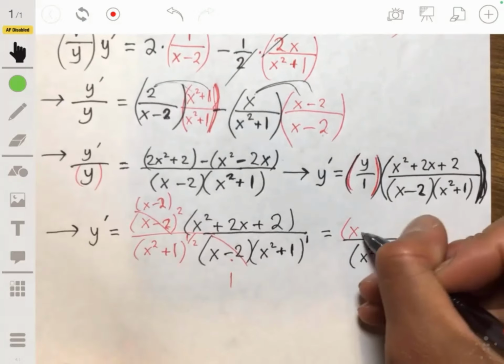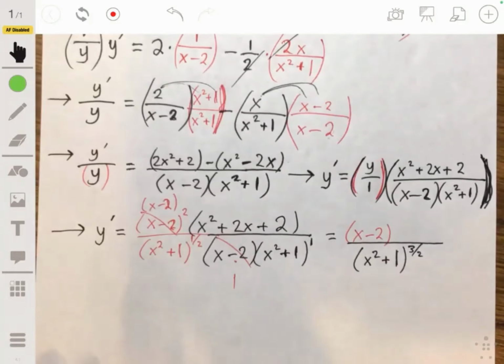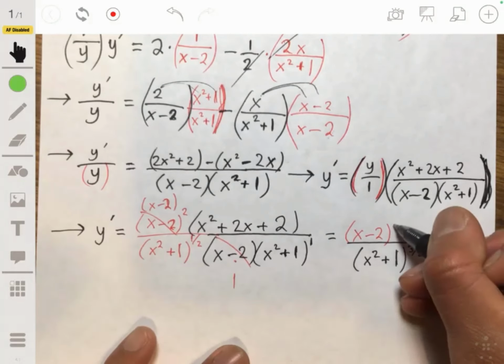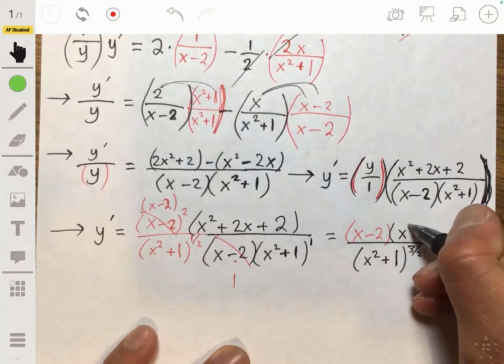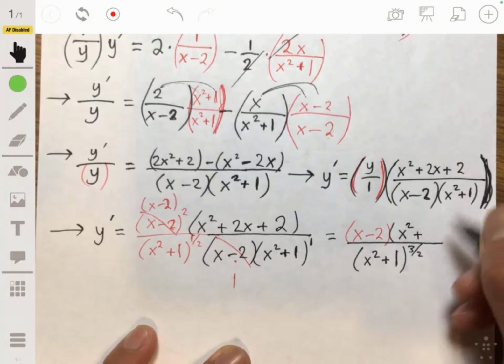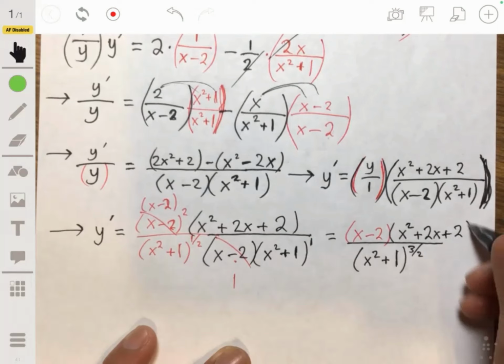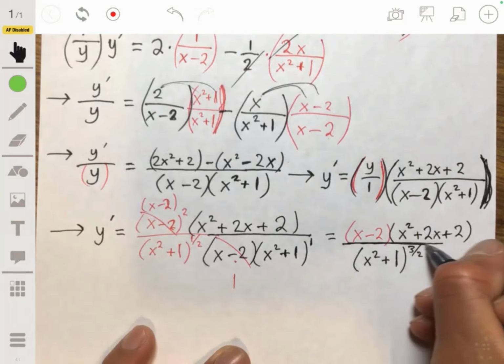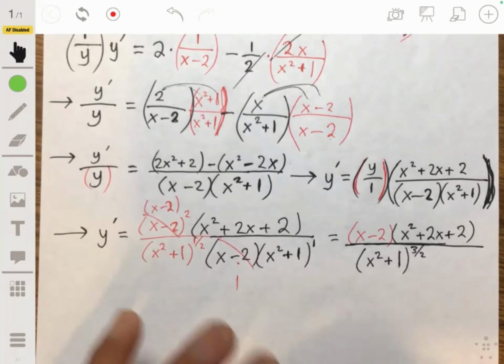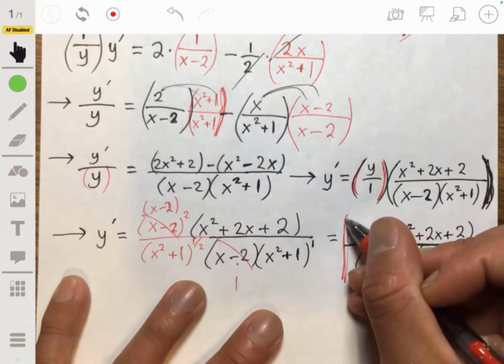We'll just have that x minus 2, just to the 1 power though, because we just factored it, times x squared plus 2x plus 2. And there we go, there's our final answer.